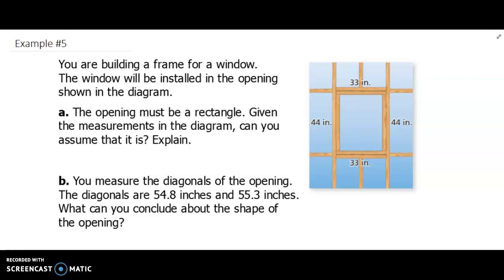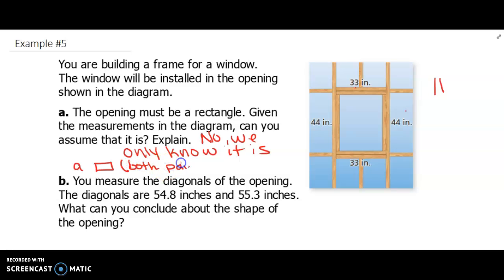All right, well, we do know that both pairs of opposite sides are congruent, which means that it's a parallelogram. But that's all we know, okay? We don't know that these are 90 degree angles, they look like 90 degree angles, but we don't know that. So no, we only know it is a parallelogram. I'm going to put in parentheses, both pairs of opposite sides are congruent.